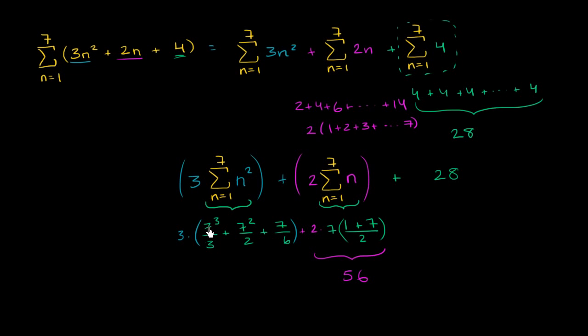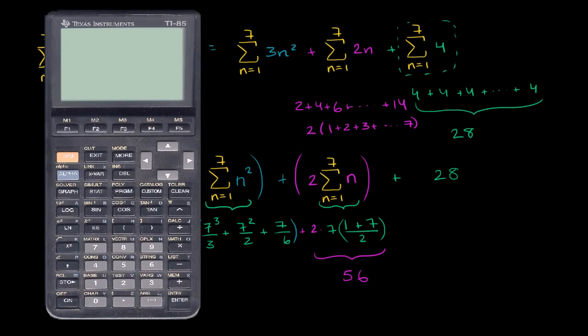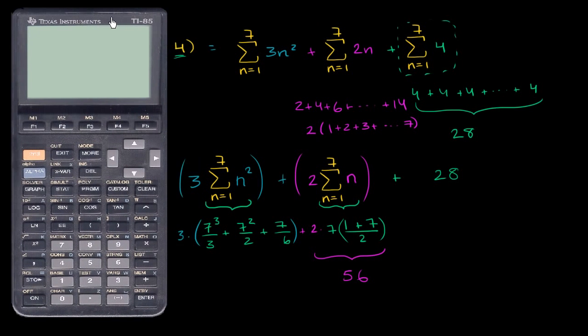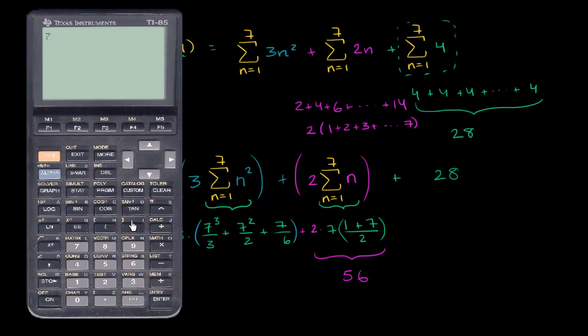Now this, we could evaluate this if we want, and I guess we could take out a calculator to figure out 7 to the third power. Actually, let's just do that to save time here. So let's calculate. So we have 7 to the third power divided by 3 plus 7 squared divided by 2 plus 7 divided by 6 gives us, a drum roll, 140.